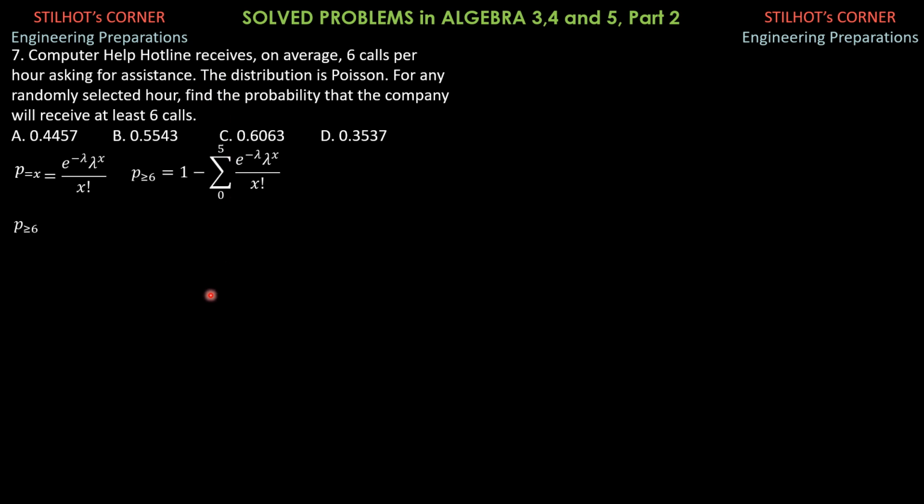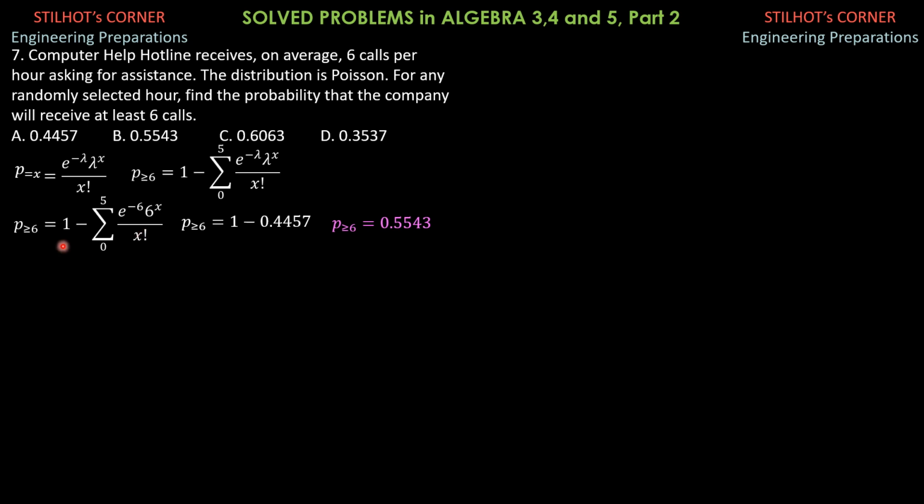Substituting, so 1 minus the summation from 0 to 5, e to the negative 6, 6 to the x over x factorial, we'll get 1 minus 0.4457. So the probability that the company will receive more than or at least 6 calls is equal to 0.5543.